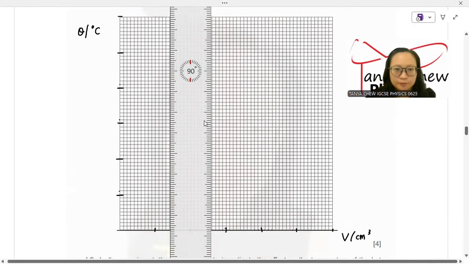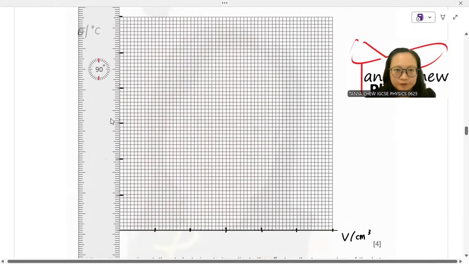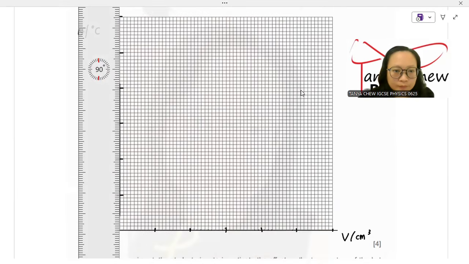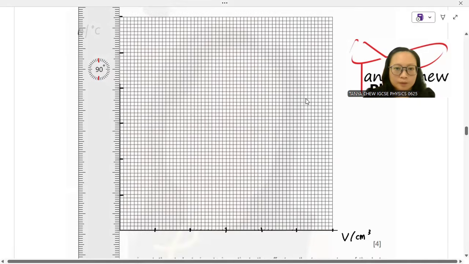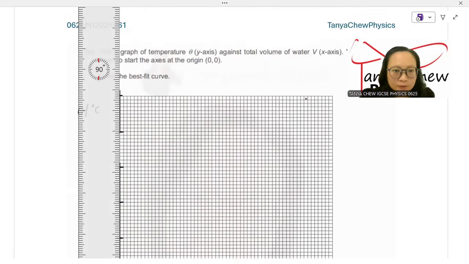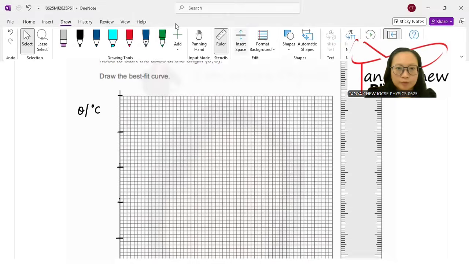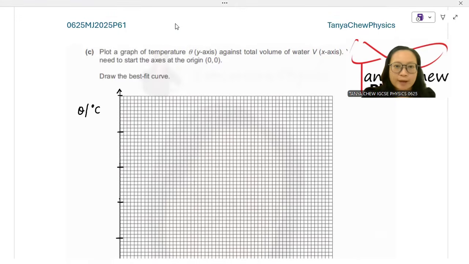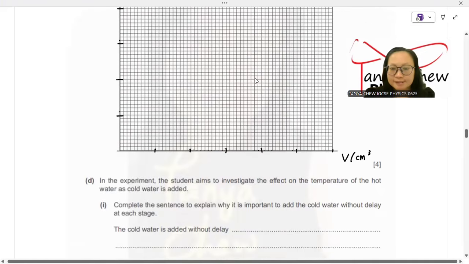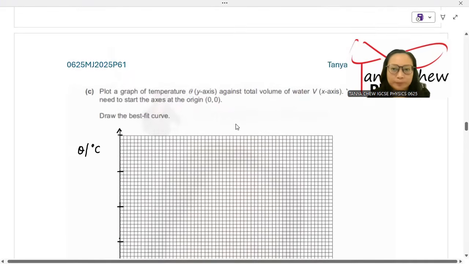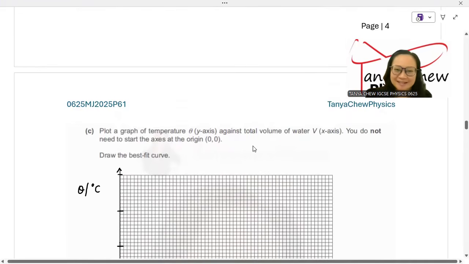Okay, so be careful. I draw my x and y-axis first. Then here. Okay, I'm done with that. Okay, keep my ruler. This is my y-axis. Just make sure first. Y-axis is theta, x-axis is volume. Okay, I'm done. Now, you do not need to start the axis at the origin. Draw the best fit curve. It is not a straight line, right?